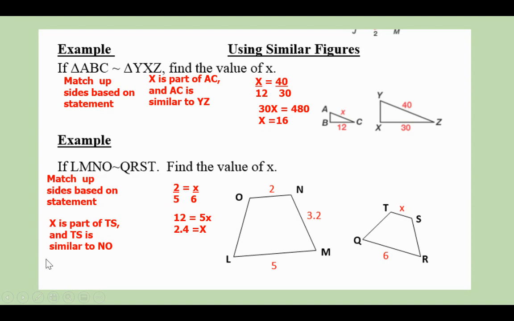That's how we do these problems. To find the angles, angles are congruent, so that doesn't change. We still use everything we've learned in the past about congruent angles. For the side lengths, though, the difference is we're going to set up proportions, cross multiply, and then solve for the various variables.